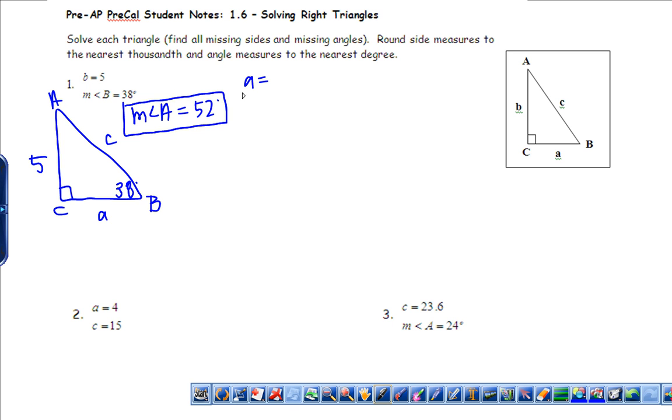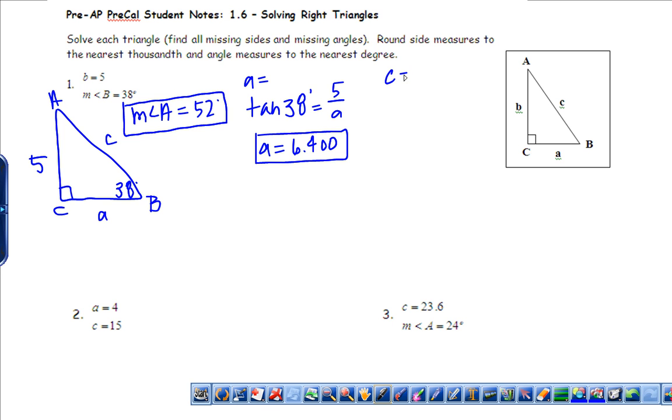To find A, looks like the easiest thing to do would be to use tangent. So tangent is going to be opposite and adjacent. Remember, I said I'm going to use SOHCAHTOA. So I'm going to set up tangent of 38 degrees, which is opposite over adjacent. So 5 over A. And then we just need to solve for A. So A is going to round to 6.400, and that's going to be 3 decimal places.